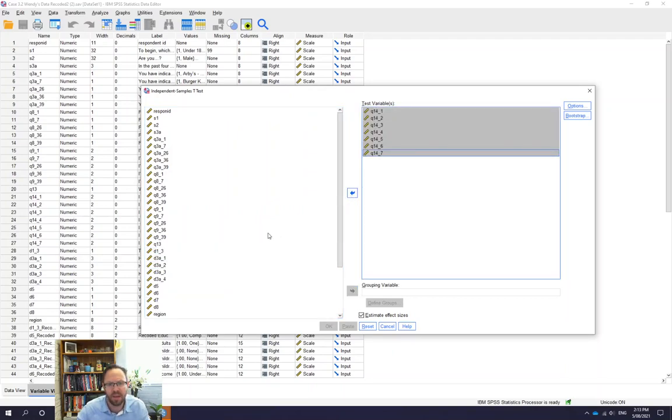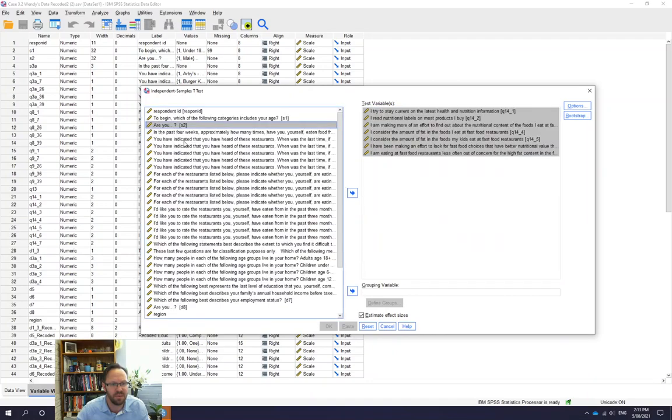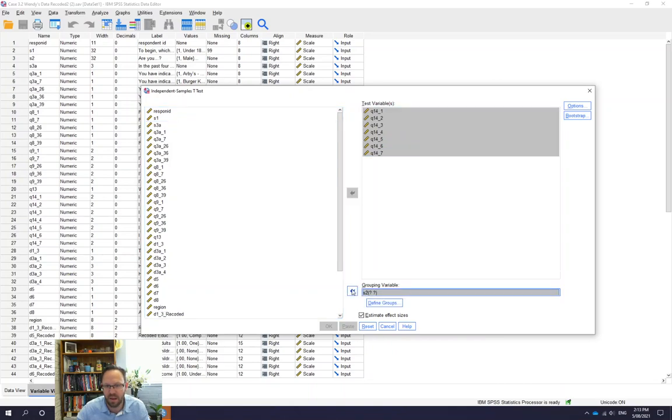Buzzer, put them there, and the grouping variable is going to be gender, which is S2, right? If I go to variable names, the answers there are male and female, so I'm going to put that there. Now this is the tricky bit. This is where people get stuck, because here I have S2 with two question marks, and it says define groups.